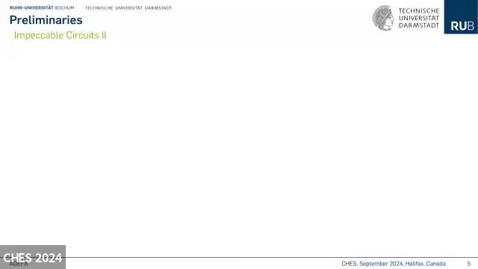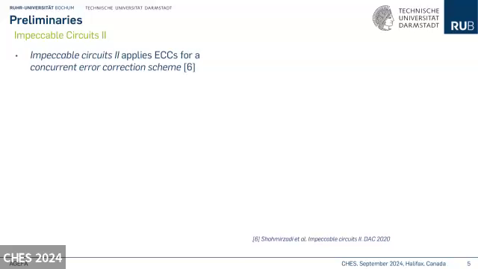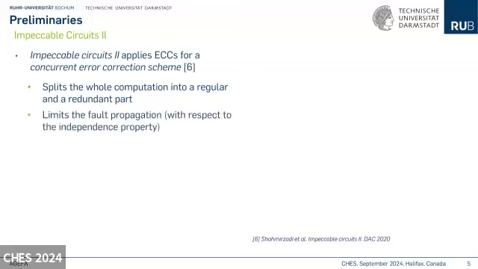So based on these error correcting codes, we can construct a countermeasure against faults, which is called Impeccable Circuits 2 and presented in the paper with the same name. So basically the idea here is to apply these error correcting codes in order to secure, for example, a whole cipher against faults. This is done in 3 different steps. First of all, our whole computation is split into a regular part and a redundant part, so we operate on a message state and a redundant state. Then we have to limit the fault propagation with respect to the so-called independence property, which we discuss on the next slide. But just keep in mind here that we have to limit our fault propagation in some cases. And then it's just applying the code to correct faulty code words here.